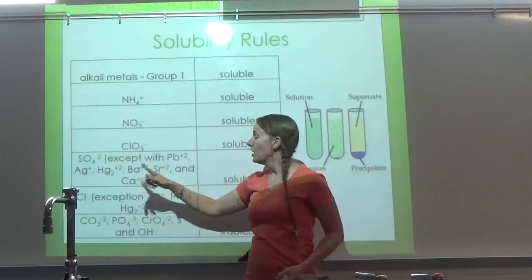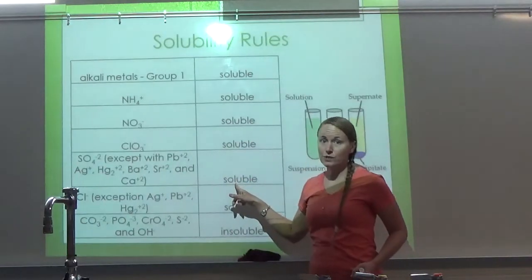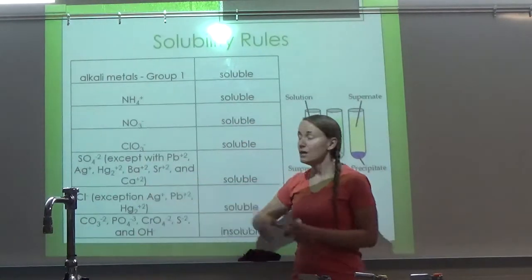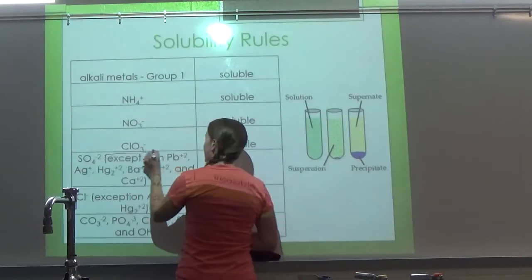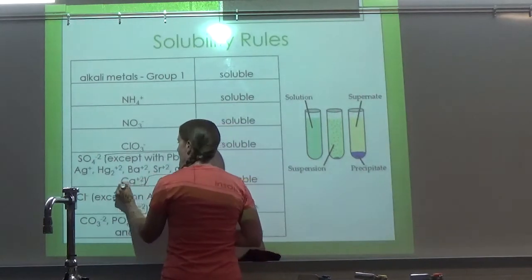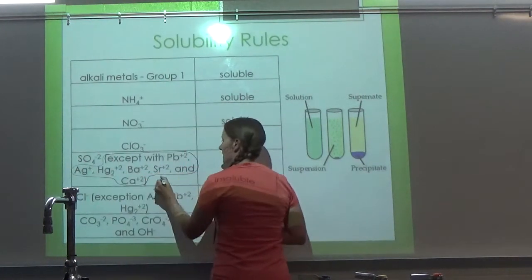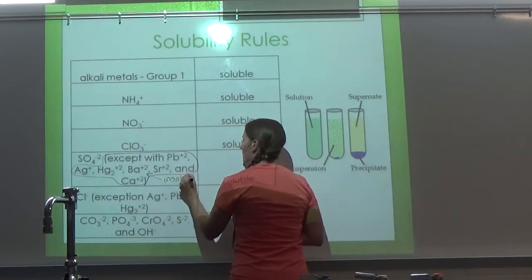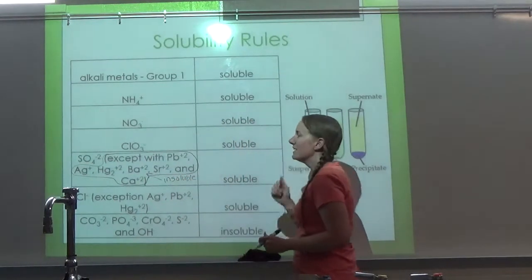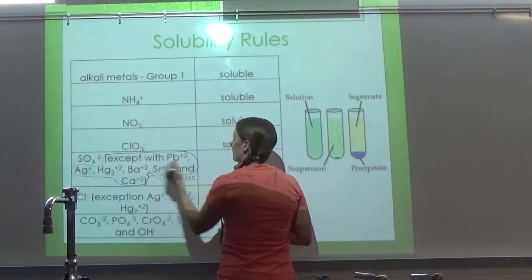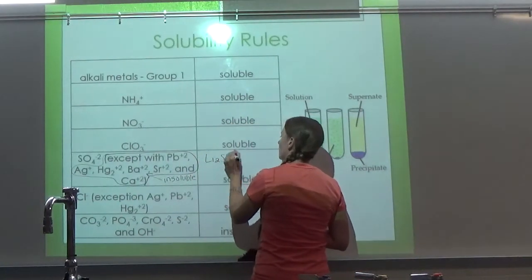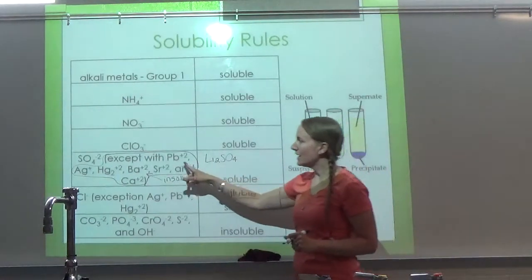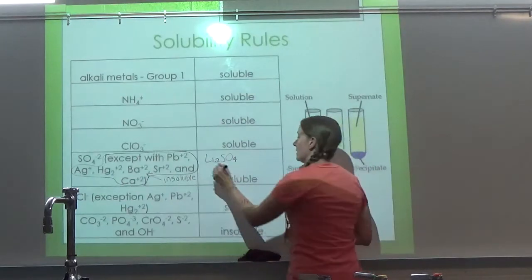Sulfates, which is SO4, are normally soluble, which means they'll be aqueous, except if they bond with one of these. What I like to do is take this and say this is insoluble. So what that means is, let's say we have Li2SO4. Sulfate is normally soluble, and with Li, because that's not an exception, it is soluble. So that would be soluble.